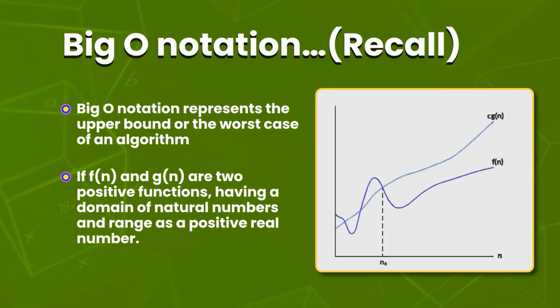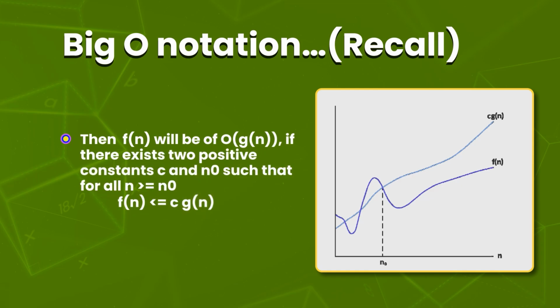Both f(n) and g(n) are two positive functions having a domain of natural numbers and a range of positive real numbers. That is why n is always positive, and the function has a positive real value. The function lies in the positive quadrant only. That is what is there in the associated graph. Then f(n) will be of order g(n), so g(n) is basically bounding the function f(n).